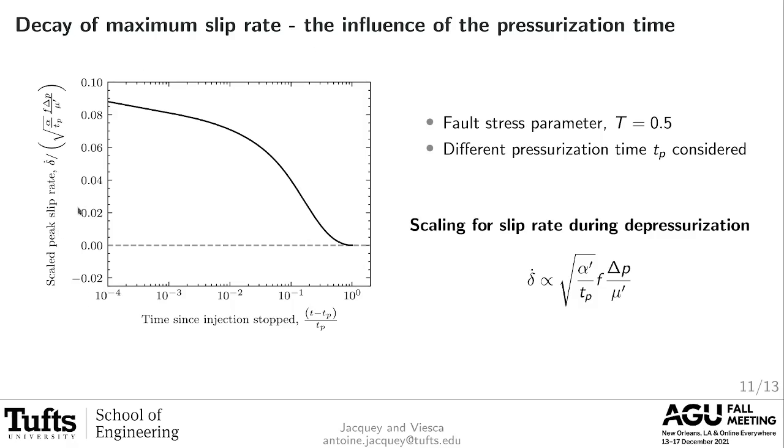Here on the left you can see the evolution of the maximum slip rate over time, and we investigated the influence of the pressurization time on the slip rate during the depressurization phase. What we found out is that if we scale the slip rate by the inverse of the square root of the pressurization time, all our results, considering different values of Tp, collapse into one curve on the left. So the main message here is that the absolute values of slip rate during the depressurization phase are proportional to the inverse of the square root of the pressurization time.